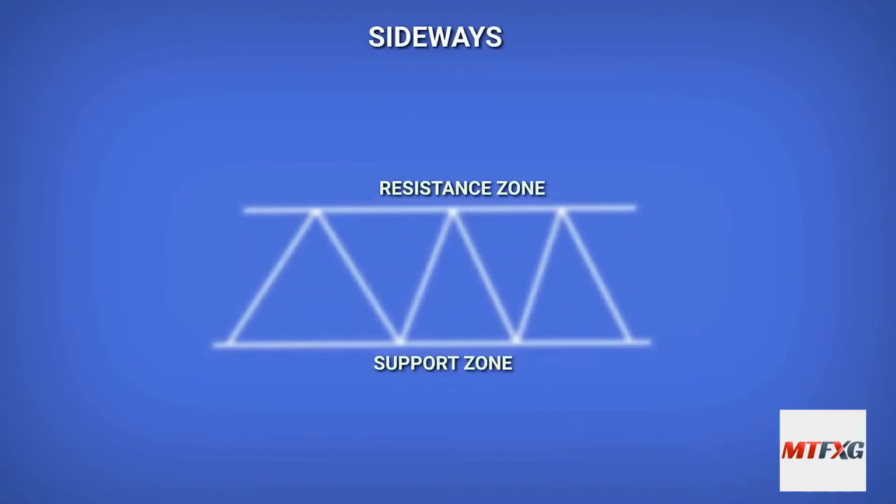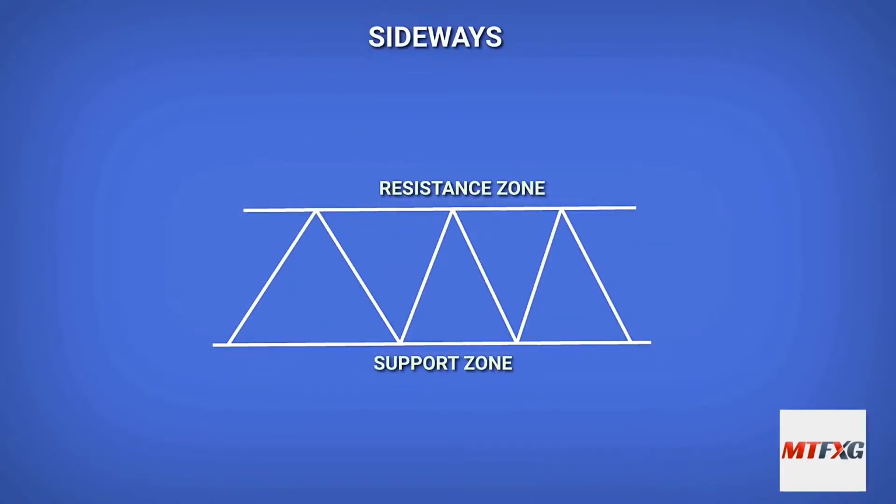The sideways trend occurs when the price is ranging within a support and resistance level. You should be very careful in a sideways market. Always wait for a clear break of the resistance zone before entering a long or buy position. Same way, always wait for a clear break of the support zone before entering a short or sell position.